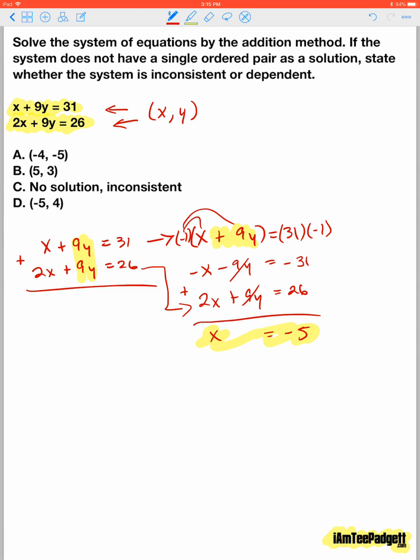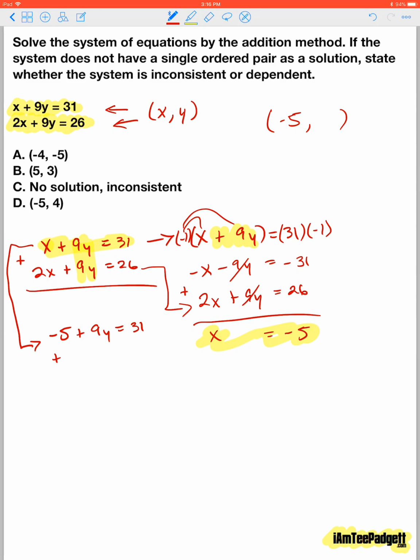Now that we have our x, which we'll write up here, x equals -5, we're still looking for our y. Let's use the same top equation that we worked with before and simply substitute the x value in so that we can find y. So we bring this top one down, and x is now -5 plus 9y equals 31. Now we just solve for y.